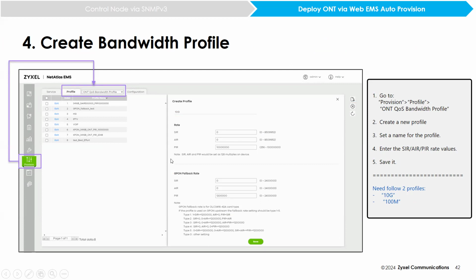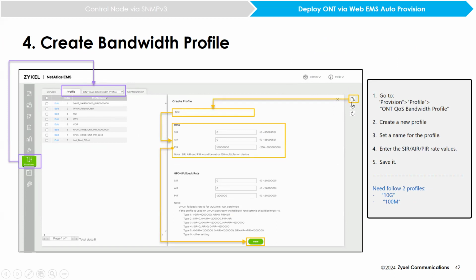Okay, and the next part is to talk about how we can create the QoS bandwidth profile on our OLT devices. And like before, we need to access the functional page, selecting the bandwidth profile from the drop-down menu here, and then click the new button on the right side.